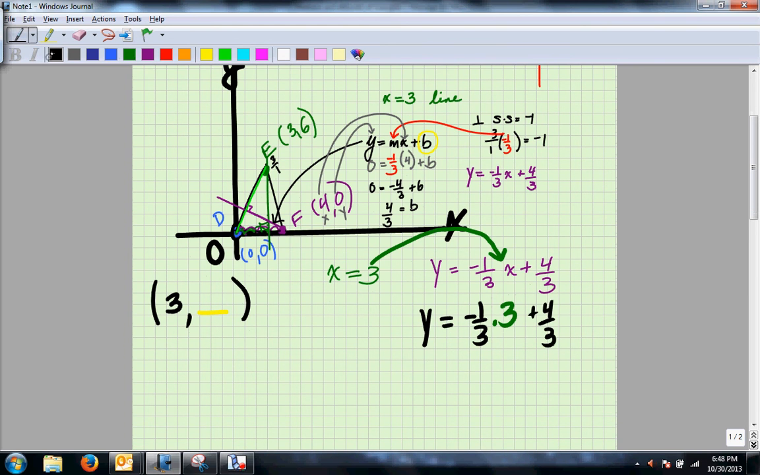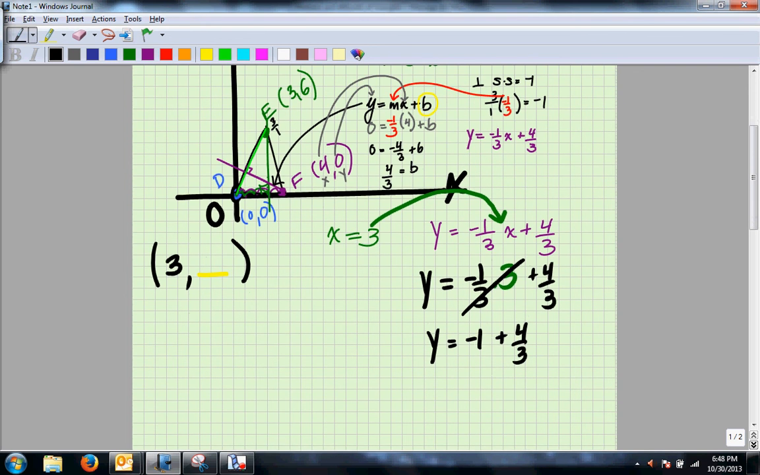Of course, we solve, and these cancel. So y is going to equal negative 1 plus 4/3. Let's get like denominations here. So that negative 1, of course, changes to negative 3/3 plus 4/3. We're going to add the numerators there. That's negative 3 plus 4, so it's 1/3. So this is going to be positive 1/3.